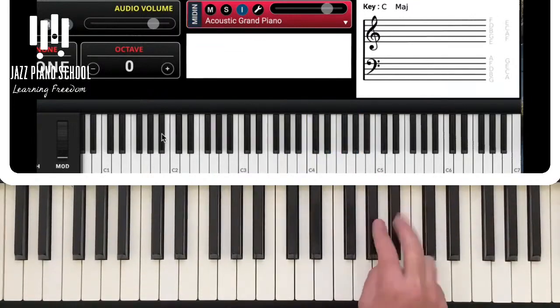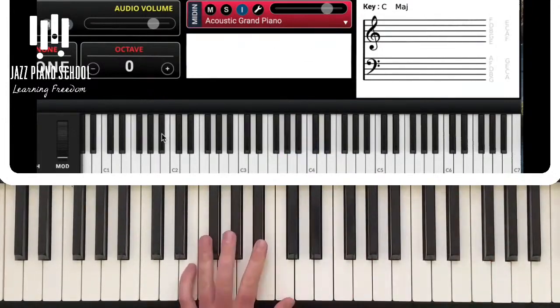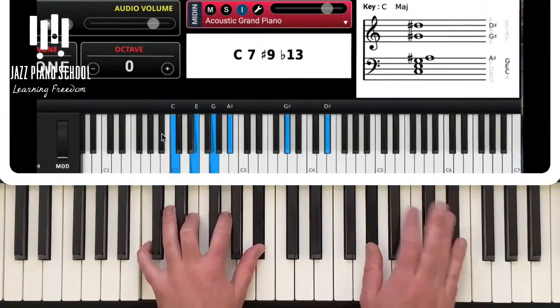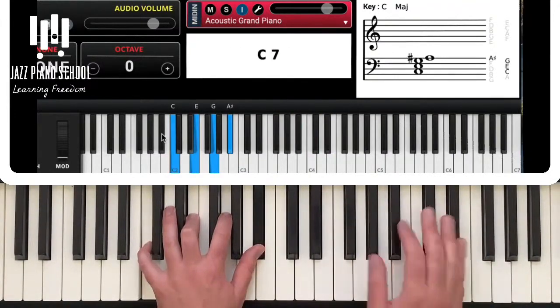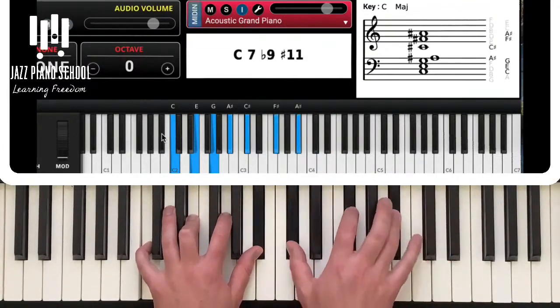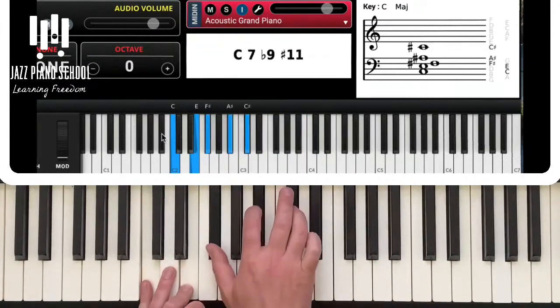Again, I'm taking two triads, G flat major and A flat major. These are my two upper structure triads over this dominant chord, my C7 chord. Flat 6 and flat 5, and I'm just rotating between the inversions. Root, root, second, second, first, first, root, root.